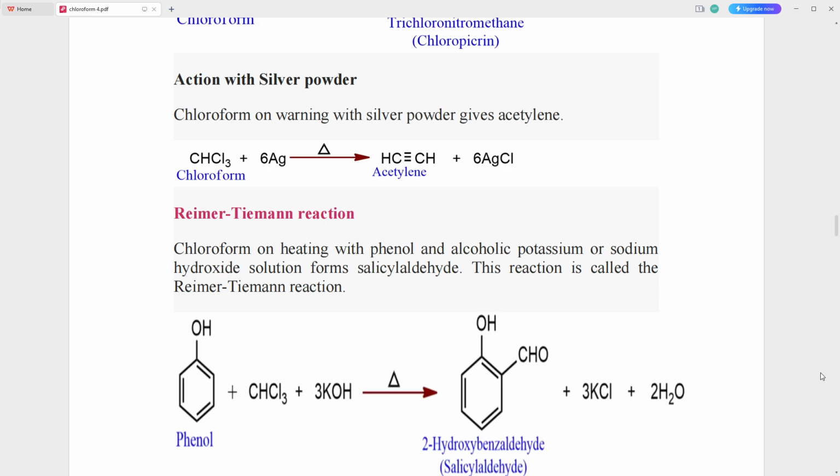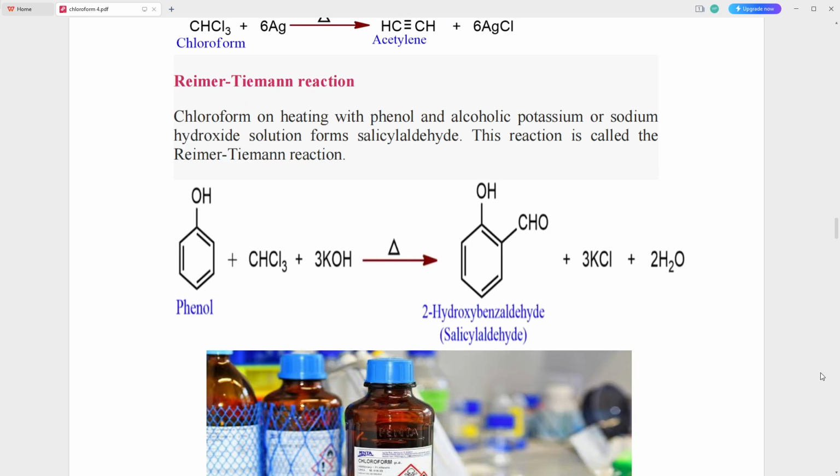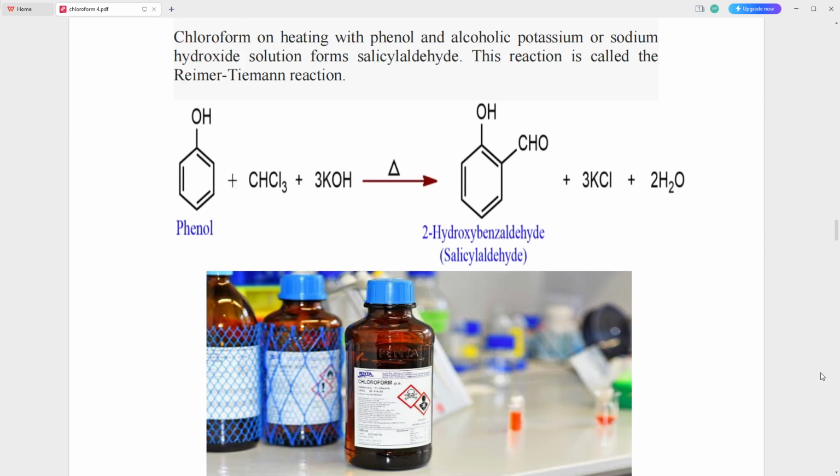Reimer-Tiemann reaction. Now we discuss this. Chloroform on heating with phenol and an alcoholic potassium or sodium hydroxide solution forms salicylaldehyde. This reaction is called the Reimer-Tiemann reaction. As you can see, when phenol reacts with chloroform and KOH and is heated, 2-hydroxybenzaldehyde plus KCl plus H2O forms.